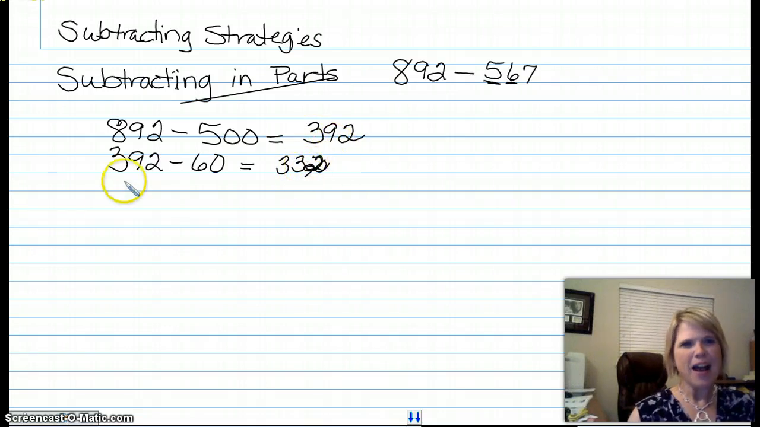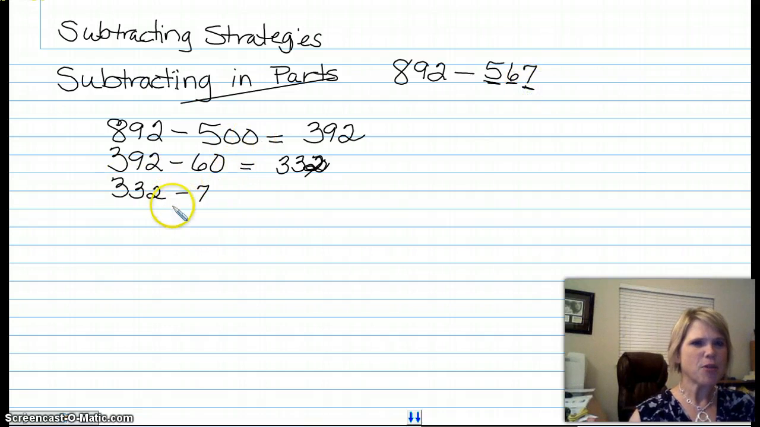All right, now this one's going to be the one that you have to do some thinking. Can you do it in your head? 332, I want to take away the remaining 7 from my number. So here's what I do. You want a secret? I first take away 2, and then I figure out what more do I need to take away. Take away 5 more. So I get the answer 325.